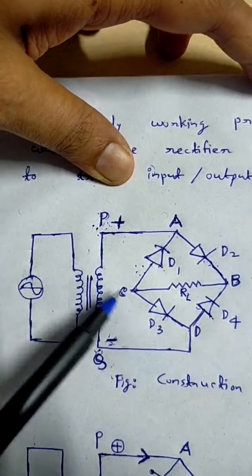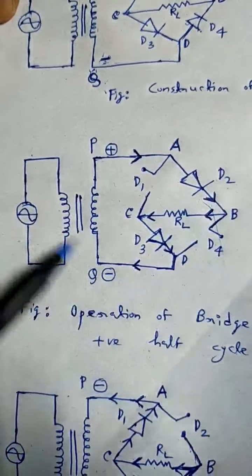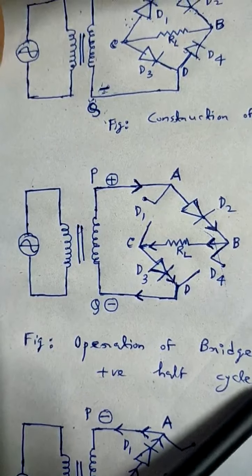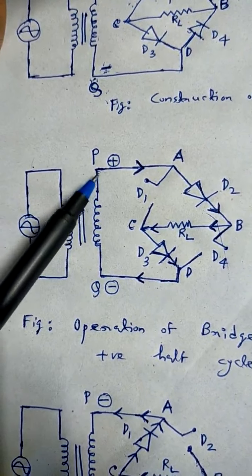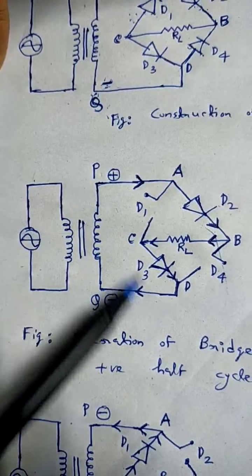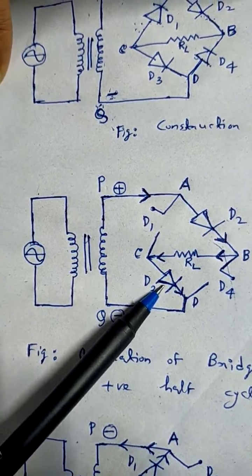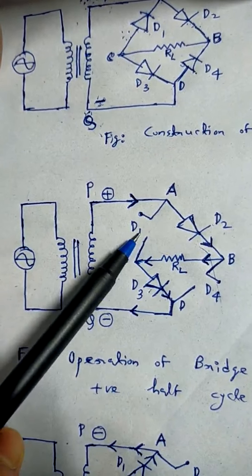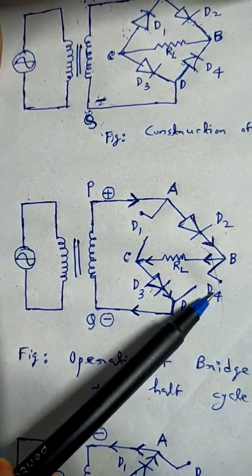So we can redraw the circuit here like this. We can redraw it if we consider the diodes as ideal. That means during the positive half cycle of the AC signal, whenever P will be at a higher potential with respect to Q, at that time diodes D2 and D3 will be forward biased and diodes D1 and D4 will be reverse biased. That's why we are considering diodes D1 and D4 act as open circuit.